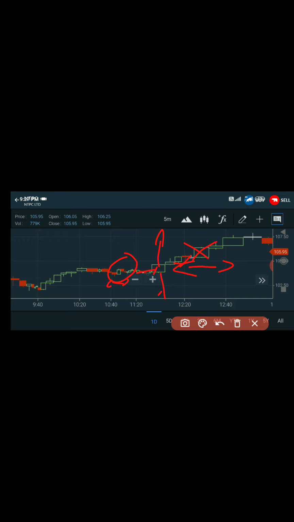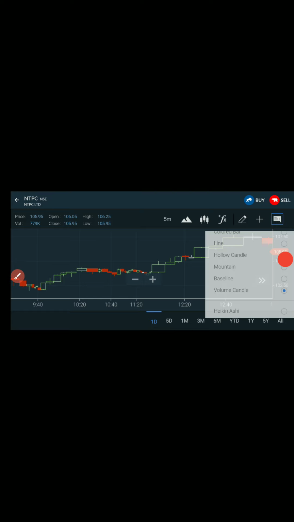Okay friends, these are the different charts available with Angel Broking. As per your convenience, you can select which chart will be useful for you. And this is only a basic idea. If you want to understand more about the charts, you can easily Google it. You will get more data.